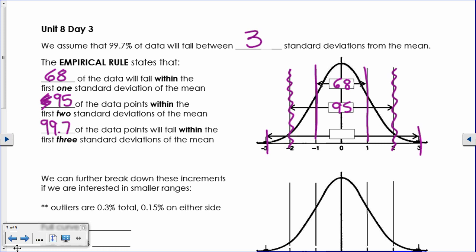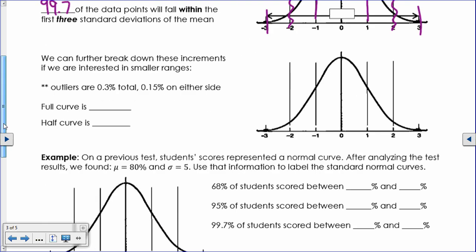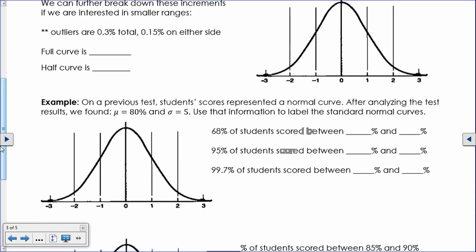There's an extra 0.3% that's beyond the 3 and -3, but that's rare, so we don't really think about that part of the graph. So these are the 3 numbers you need to remember for the empirical rule: 68, 95, and 99.7. Okay? And it's all based on the standard deviations. Again, the first window is between -1 and 1, the second window is between -2 and 2, and the third window is between -3 and 3. So the questions that they're going to ask you are based on the empirical curve. We'll get there in a second.